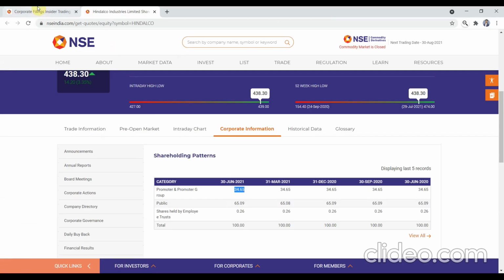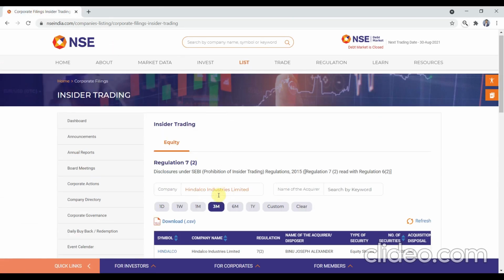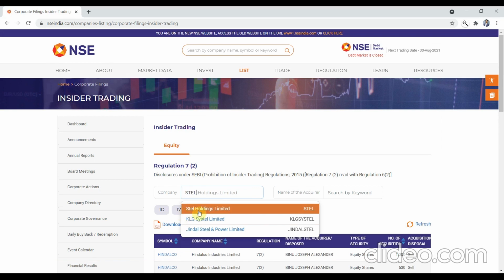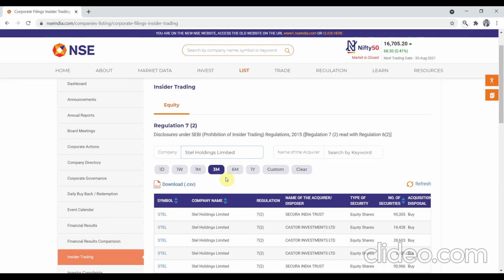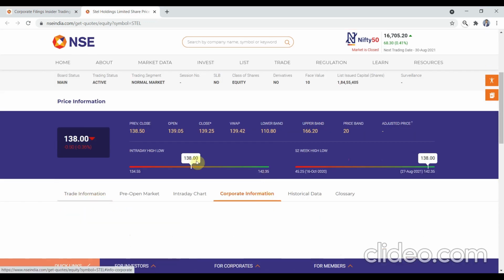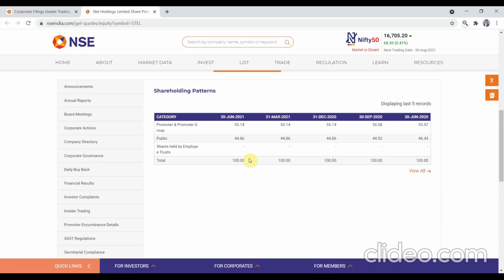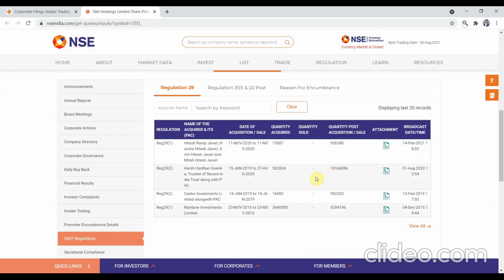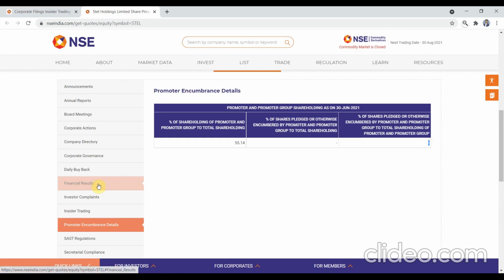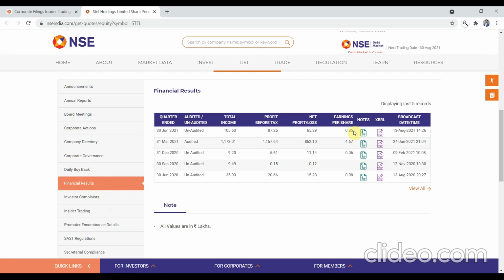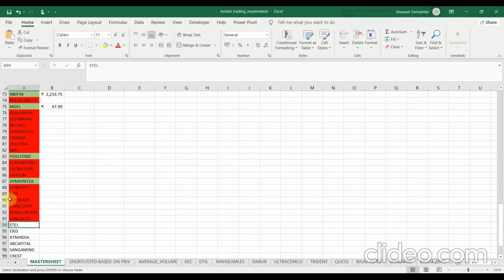STEL. Go to corporate information. Let's check the shareholding first. Shareholding looks good. No selling in the last 6 months. No pledging of shares too. It has passed all the mandatory filters. Earnings per share is also positive. So I'll mark the stock as green.